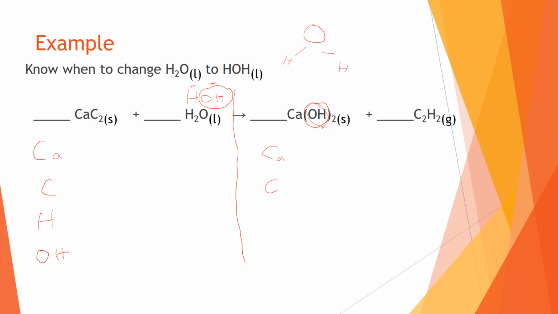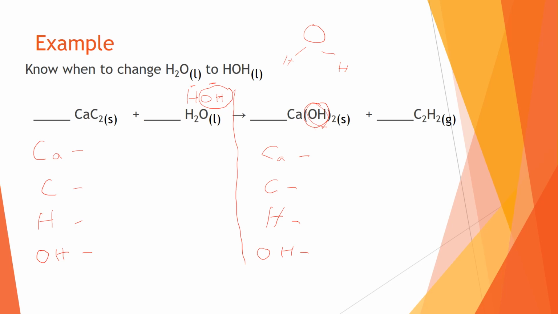I have my calcium, I have my hydroxide on this side, I have my carbon over here, and I have my hydrogen over here. So I have the same types of atoms on each side, but I don't have the same numbers. Or maybe I do. I don't know. I have to count them.